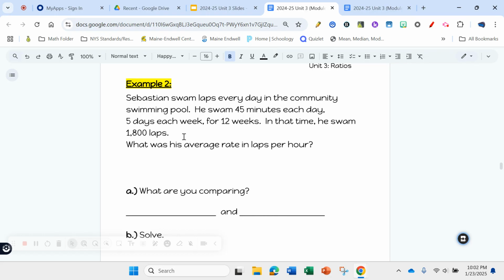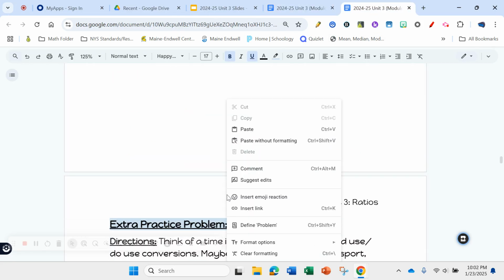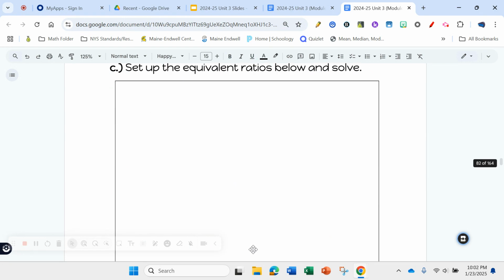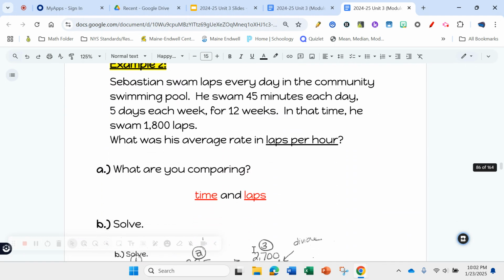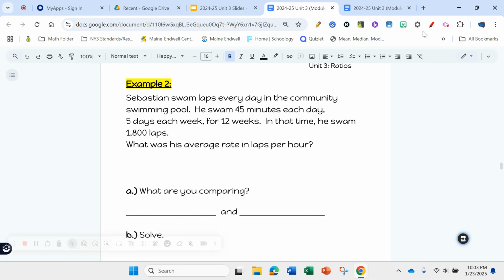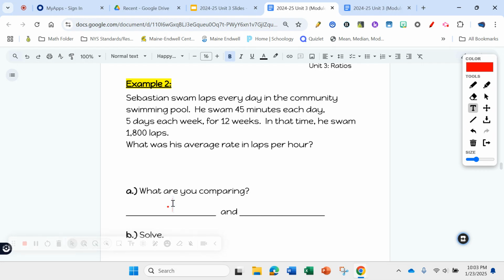What am I comparing? Minutes and hours or laps? Laps per hour? Is that what I want? Let's see what I wrote. Yeah, laps per hour, so time and laps. Beautiful. Okay, so we're going to write on the line here: time and laps.